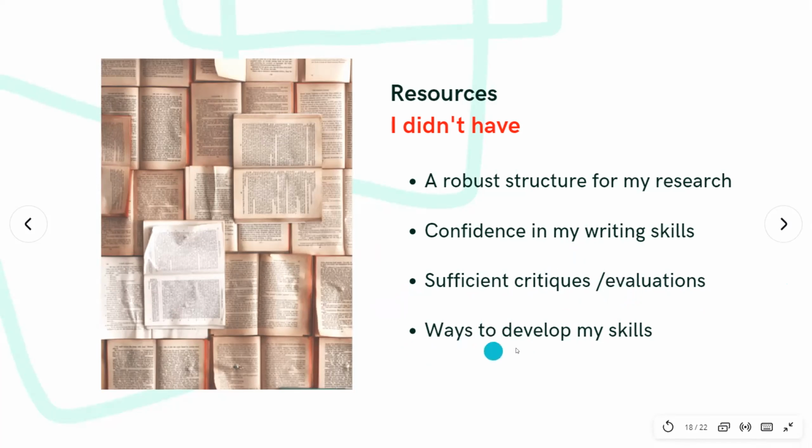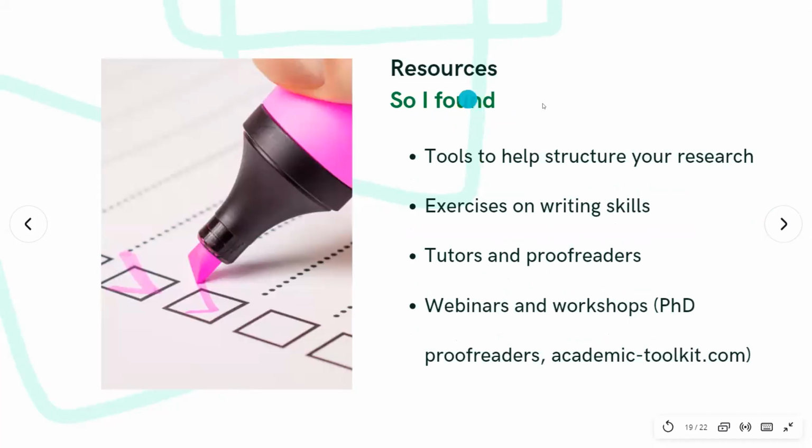And I didn't really know, how can I develop my writing skills? How can I develop my search skills when I feel there's a gap between what I've been given by the university and what I'm expecting myself to do? So these are some of the resources I found. So the tools to help structure my research, they were from these websites. Now, these are focused at PhD level, but I think they're equally relevant for MA courses as well.